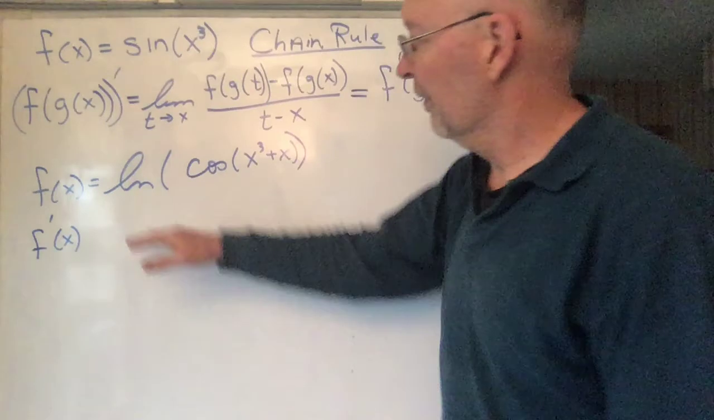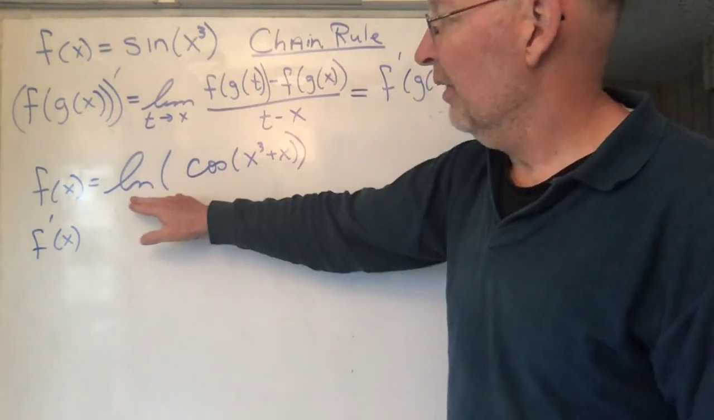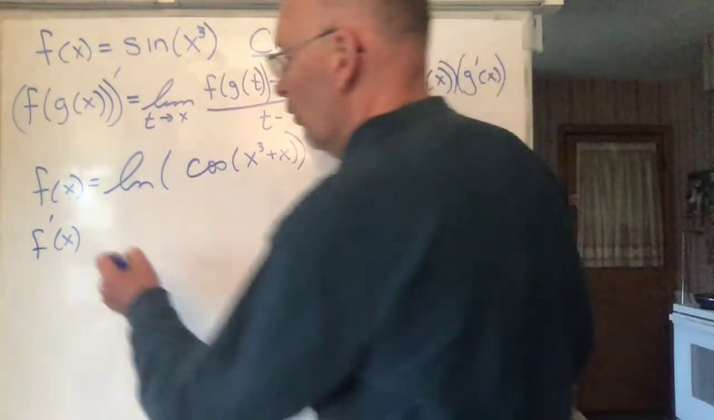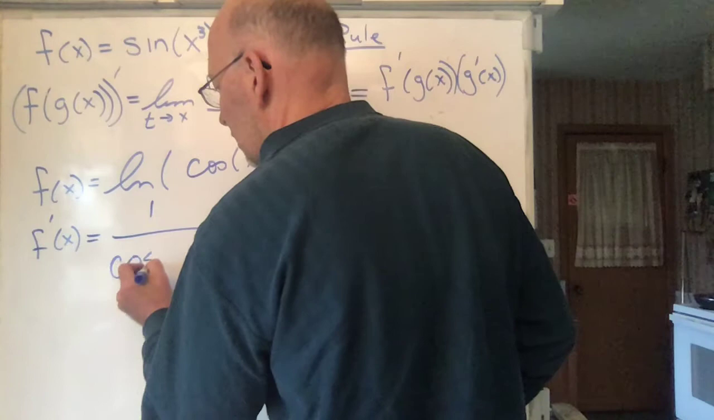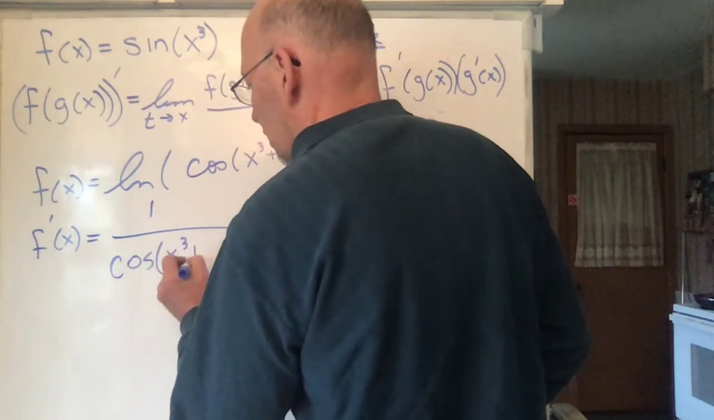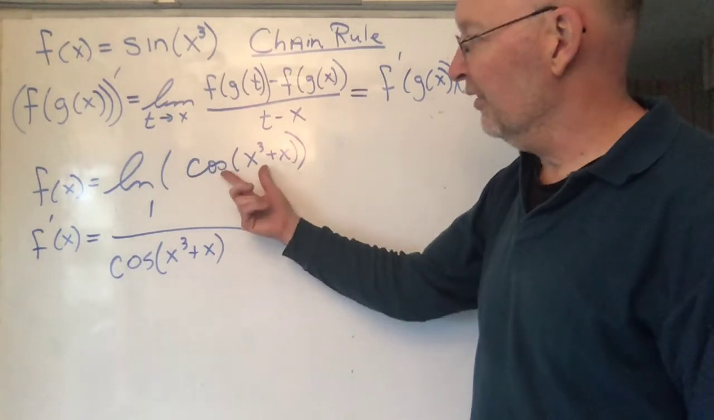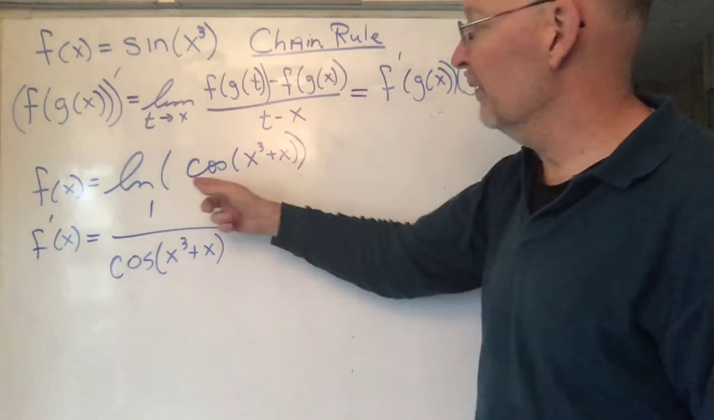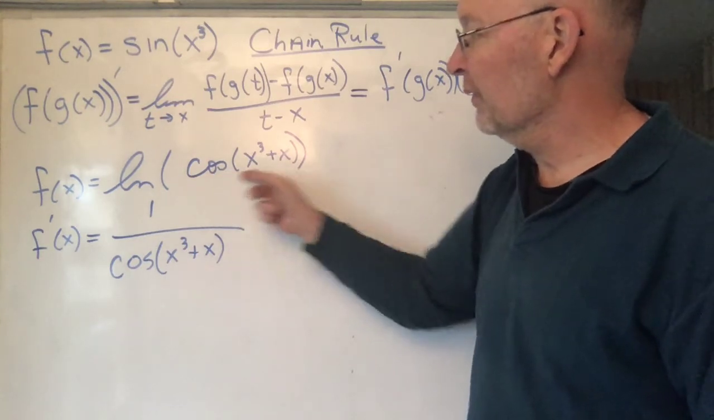So what do you do? The derivative of the ln of anything, don't worry what that looks like. The derivative of the ln of anything is 1 over that thing. Now we turn our attention to this thing. And what do we want? The derivative of the inside. Well, look at here. I'm going to have to use the chain rule to take the derivative of this.